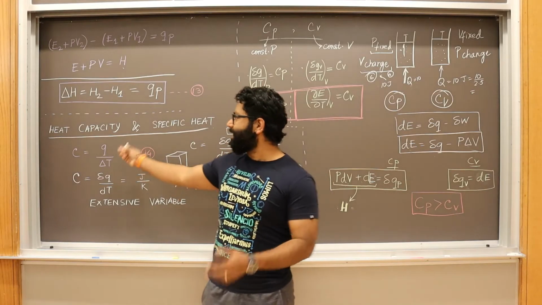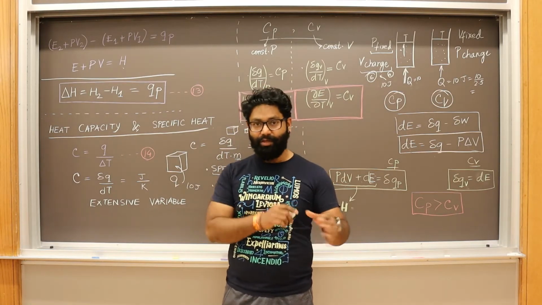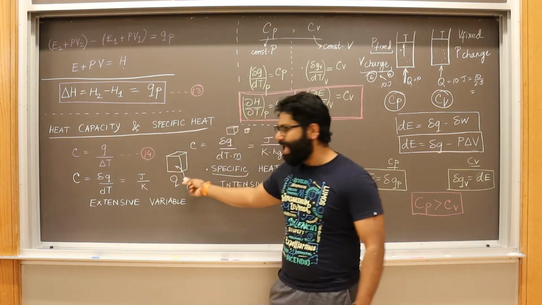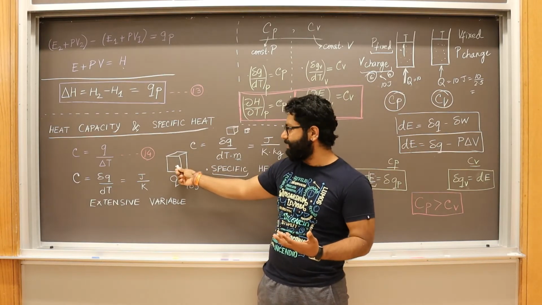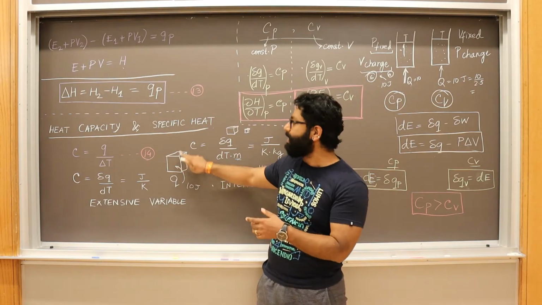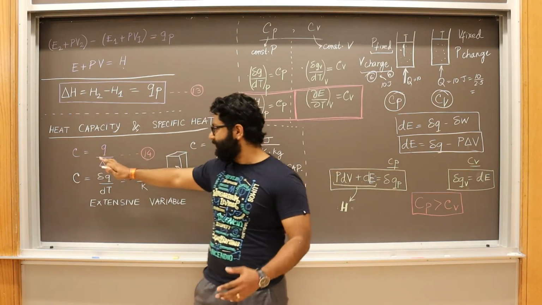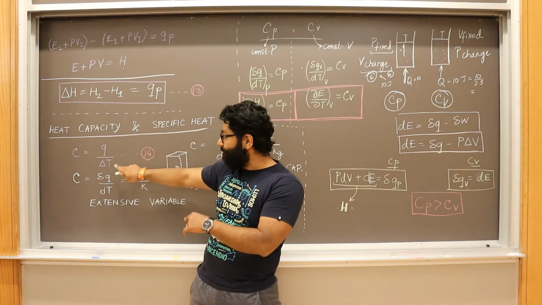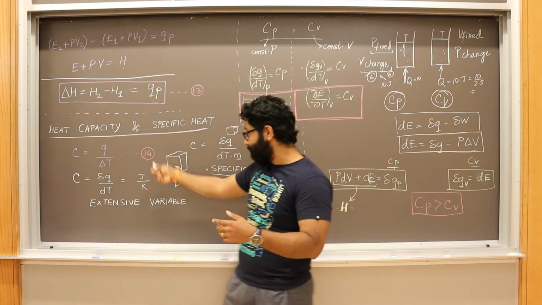The next concept is heat capacity and specific heat capacity. You must have learned this previously in your preliminary classes. What is heat capacity? If you have a body and you're supplying some Q amount of heat inside it, in response to this Q heat the temperature of this body will increase. So heat capacity is nothing but the ratio of the heat supplied to the delta T experienced by this body.